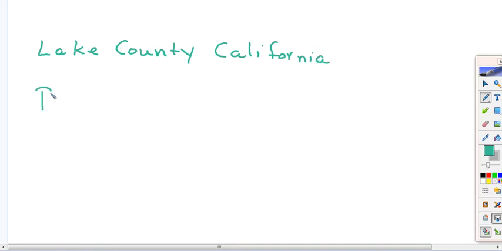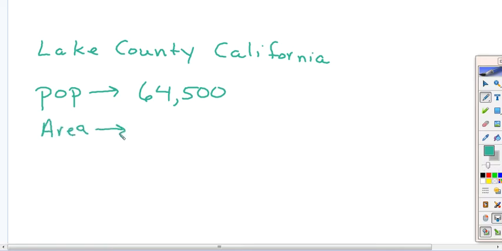Is there a population to that, kids? Anybody come up with a number yet? Total population? 64,500. Anybody want to confirm that for me? Okay, I like that number. Okay, then how about the area in terms of square miles? Does it say anything about the area of Lake County, California? 1,329. And how about a unit on that? Square miles? Yeah.